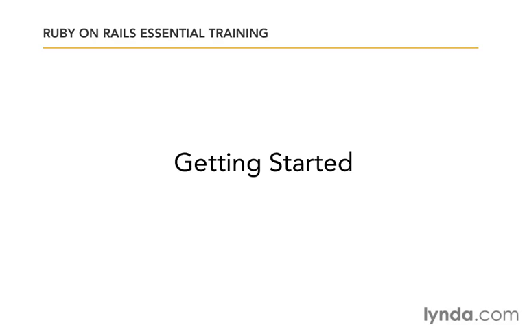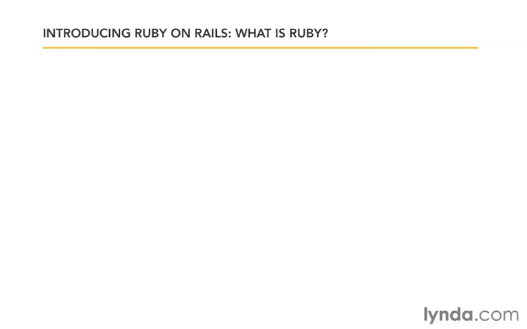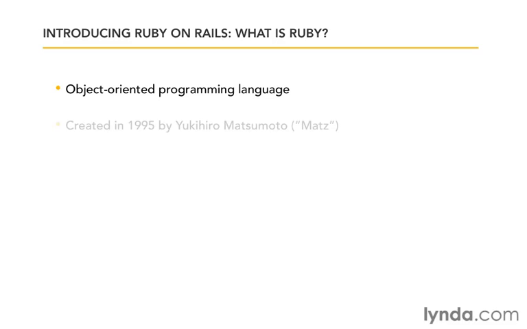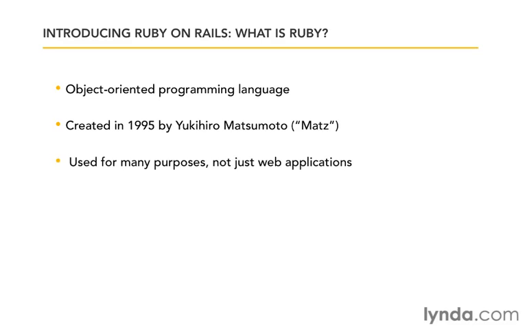Well, the first thing you need to be clear on is that Ruby on Rails is made up of two parts, Ruby and Rails. And it's going to be important to understand the difference and keep the difference straight in your head. So what is Ruby? Ruby is an object-oriented programming language. It was created in 1995 by Yukihiro Matsumoto, who the community often refers to as simply Matz. And Ruby can be used for many purposes, not just for web applications. It's just a general programming language. In fact, on lynda.com we offer Ruby Essential Training, which is training for the Ruby programming language.